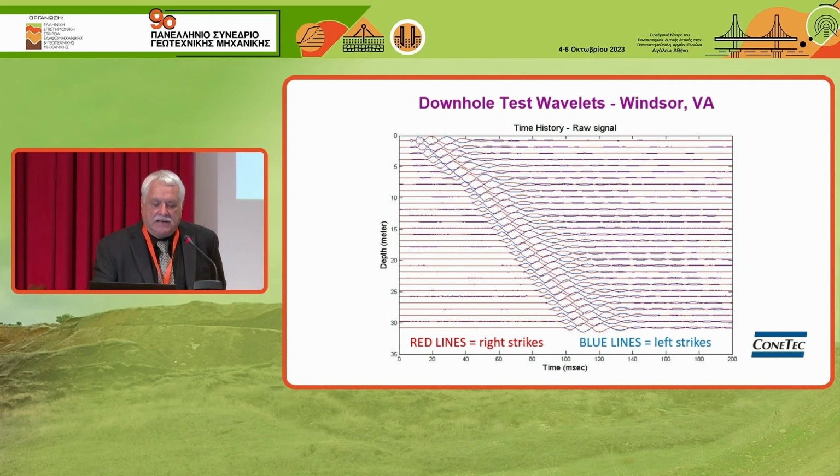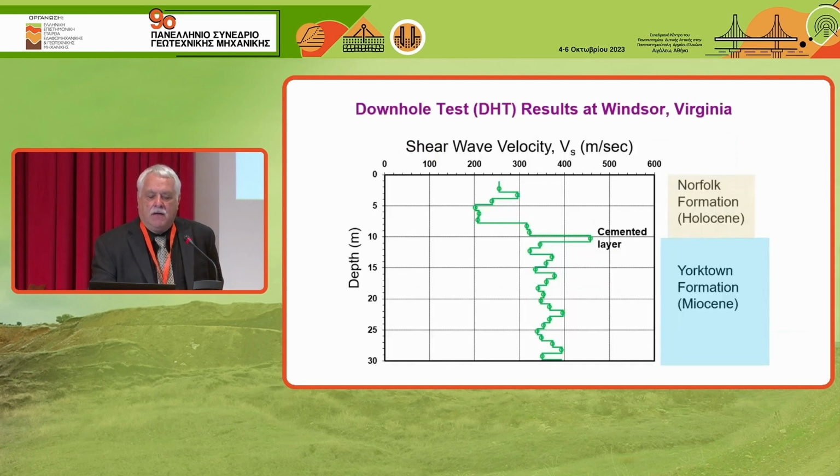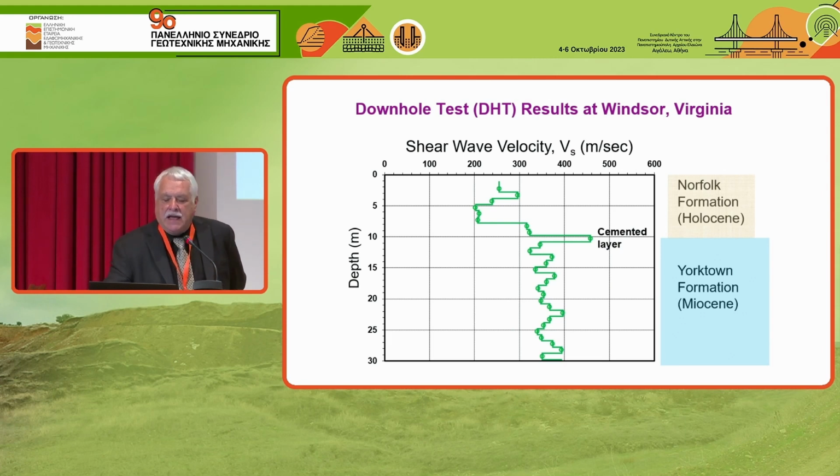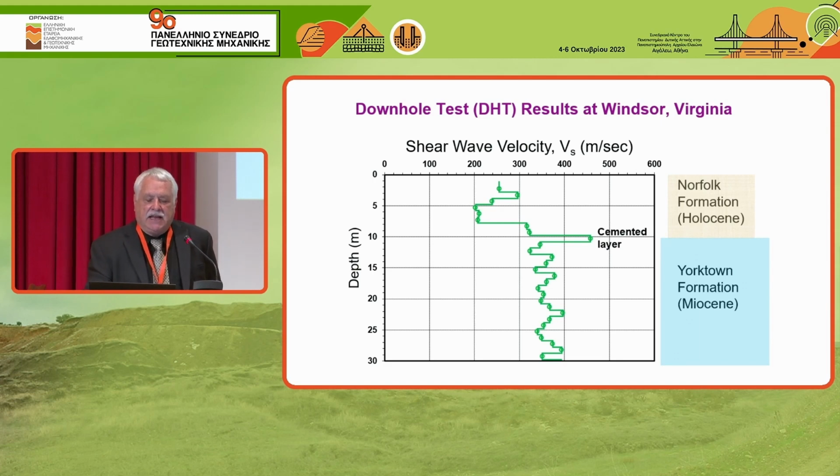In this particular case, they're going down 31 meters in Virginia. And this is the profile that's interpreted. We have 2 formations here. The upper is a Holocene, young formation. Velocities are typically somewhere in the 200 to 250 range. And that's underlain at, say, 10 meters depth by an older Miocene age formation with, say, an average shear wave velocity of 350 meters per second.